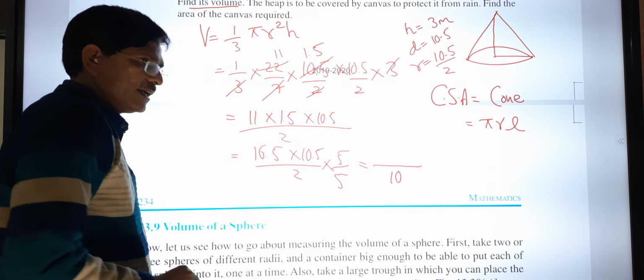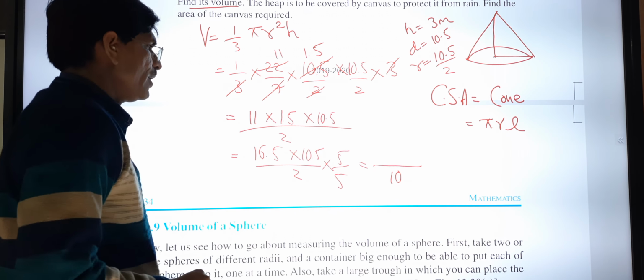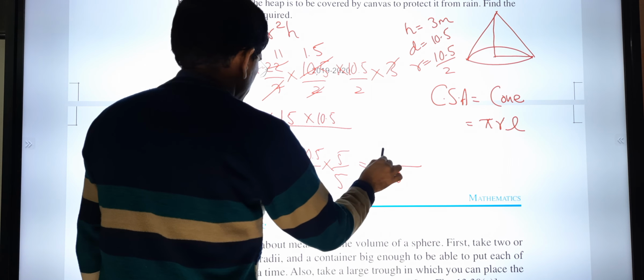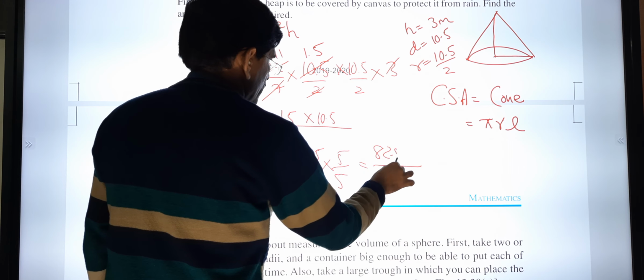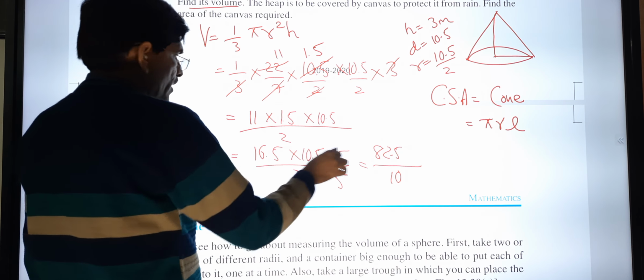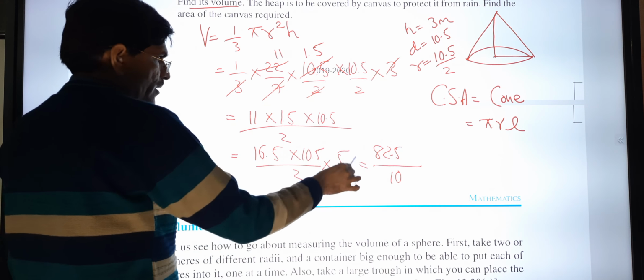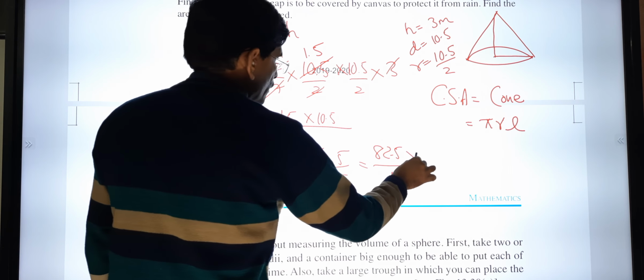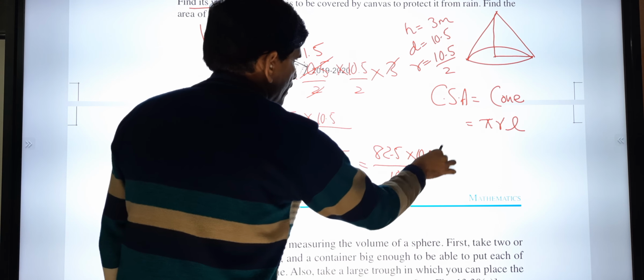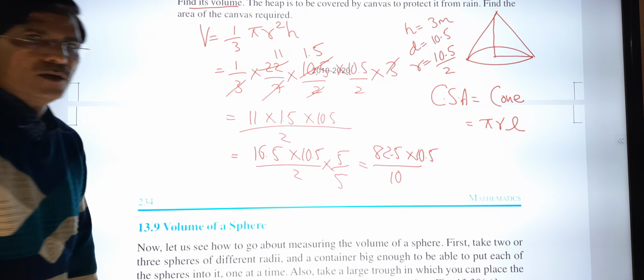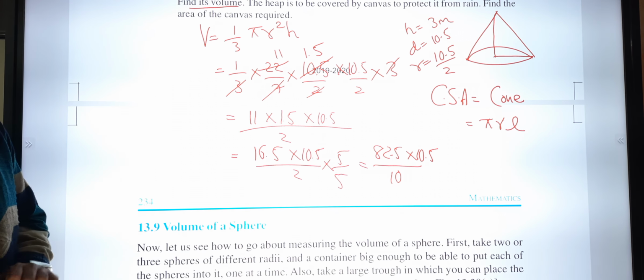16.5: 16 fives are 80, plus 2.5 is 82.5. Then into 10.5. If you multiply it, you will get the answer in meter cube.